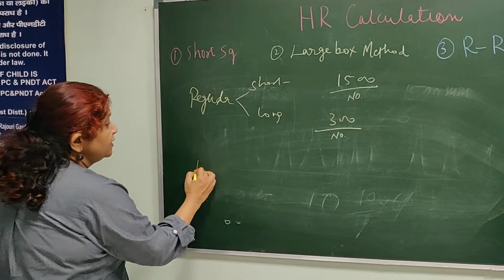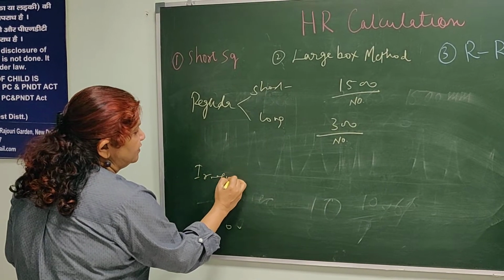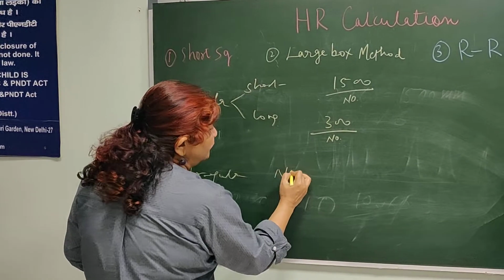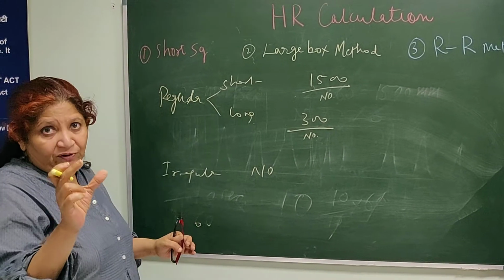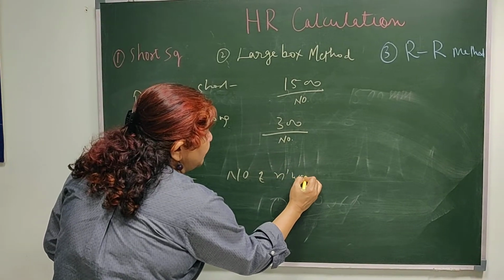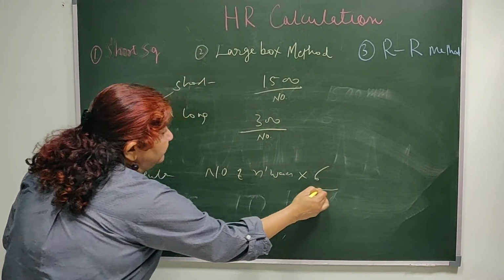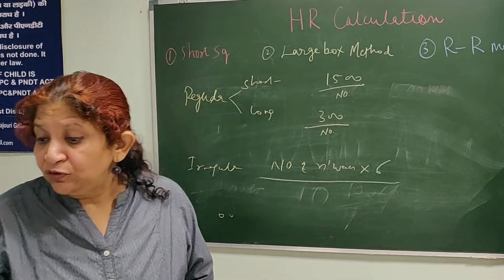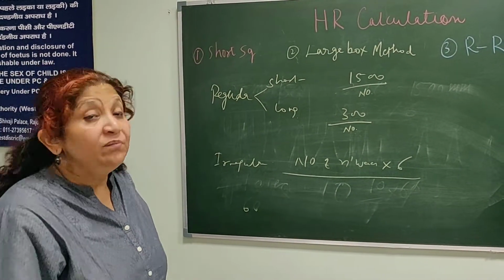And for irregular heart rates or very fast heart rates or very slow heart rates, you just count the number of R waves, okay, number of R waves, multiply it by 6, multiply it by 6. This will give you the heart rate per minute.